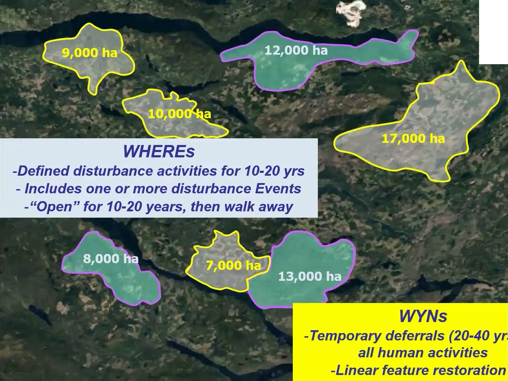So this is what it looks like, and this is actually from another project that I'm working on in BC, but this is an actual map of areas where the WHEREs are in the blue, and you can see they're different sizes and different shapes. They're not necessarily square cells. And then the WYNs, the temporal deferral zones, are in the yellow.